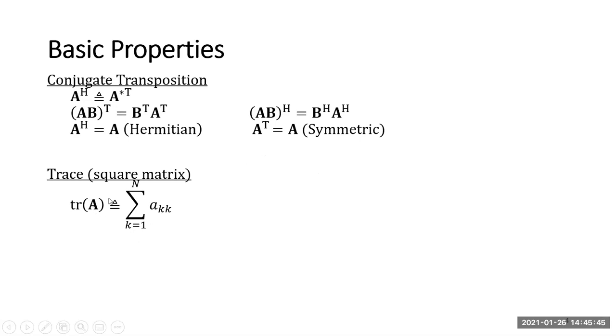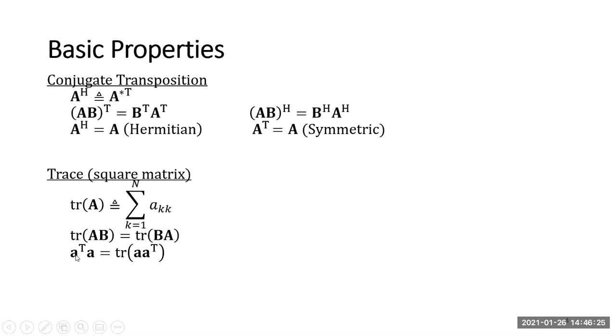The trace of a matrix is the sum of its diagonal elements. So this is a_kk. This is the row index k, this is the column index k, and a_kk is one element of this matrix A. So we take the sum of the diagonal elements, that's the trace of the matrix. Now, some properties of the trace of a matrix. Trace of AB equals trace of BA. A and B are square matrices.